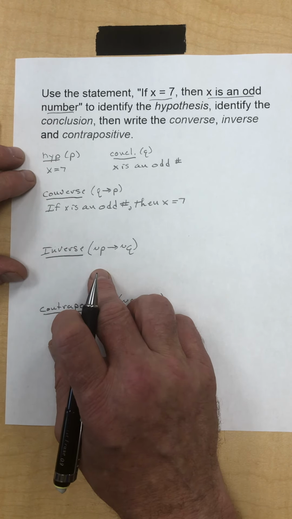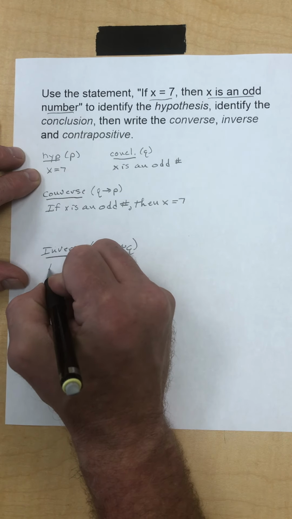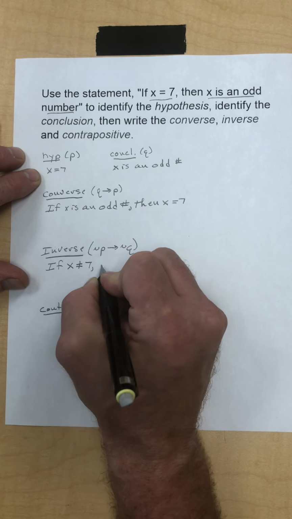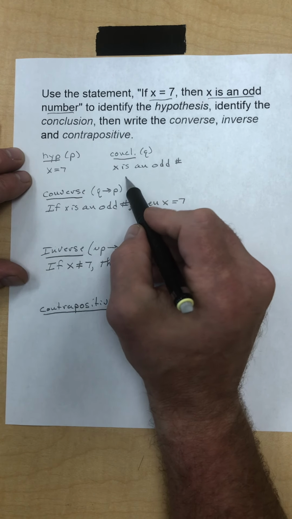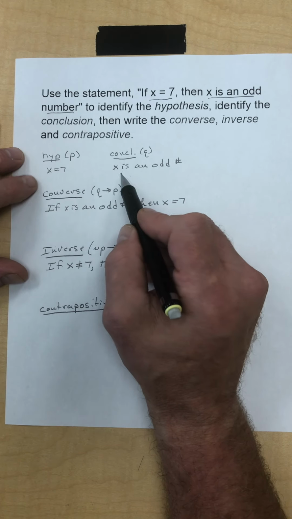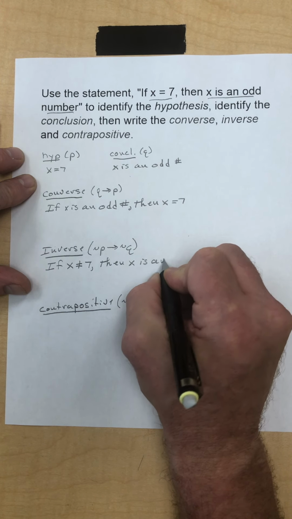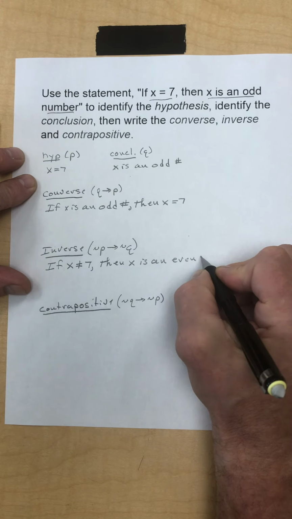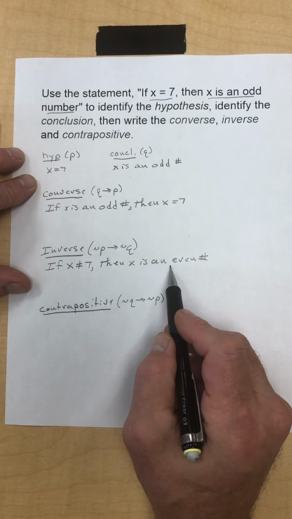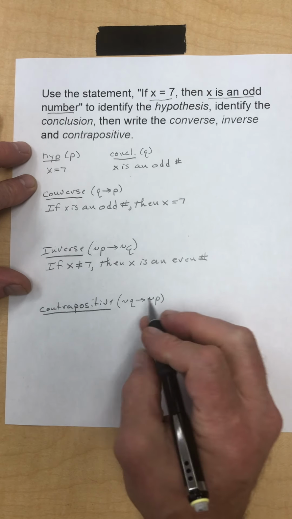Now the inverse. We don't switch them, we just negate them. So I need to negate x equals 7. So if x doesn't equal 7, then, well, I can negate that two ways. I could say x is not an odd number, or I could say x is an even number. That wouldn't make sense either, because if x is not 7, then x has to be even? No, if x is not 7, maybe it's 11. 11 is not even.